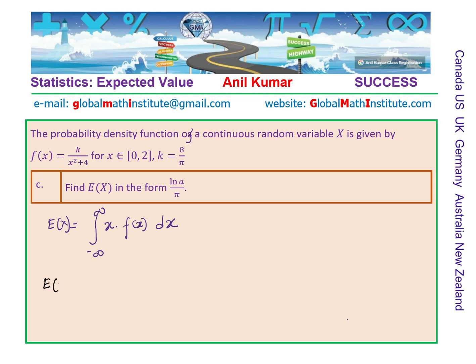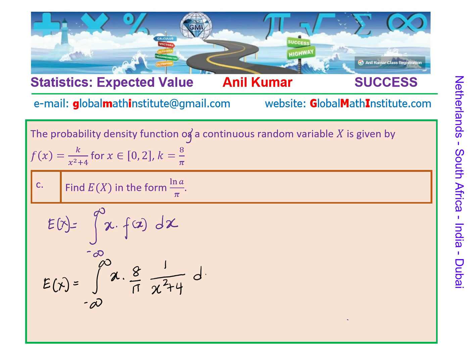So expected value is from minus infinity to infinity x times 8 over pi, which is the k value, times 1 over x square plus 4 dx. So I've kind of split it apart so that it's easier for us to visualize. So this is the integral which we want to find. And we have to write the answer in terms of log function, base e, ln. So that gives you a hint actually.